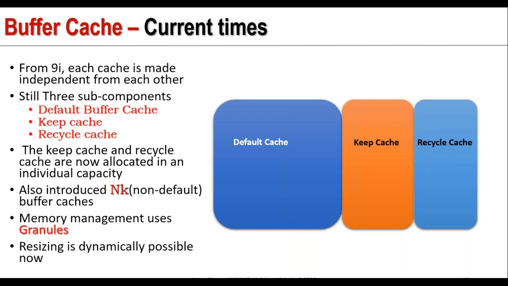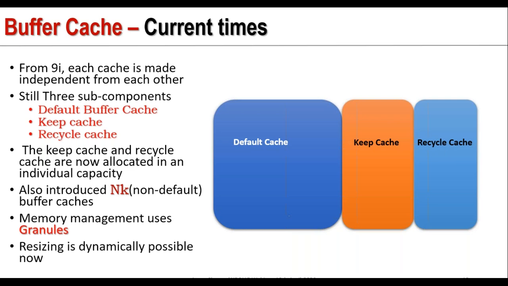Now, unlike the allocations done with the help of DB block buffers in the previous versions, the memory management of buffer cache, or as a matter of fact, any area within the Oracle database instance, is done with the help of static chunks or static units of memory called granules. We're going to talk about granules in just a minute. So granules are now going to handle the memory allocation for you in terms of the buffer cache.